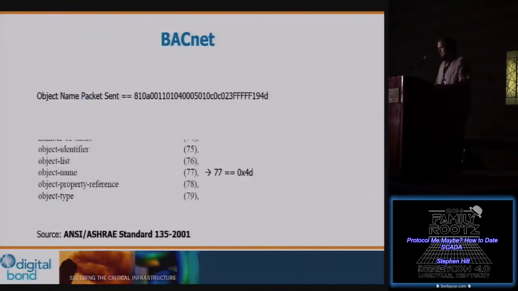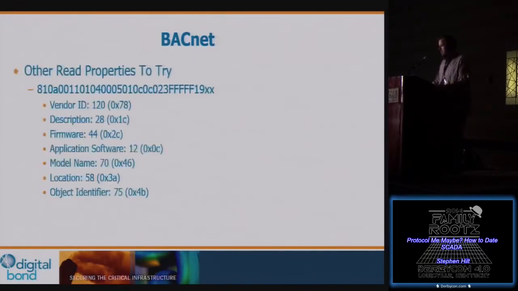So based off of that table, the object name was, according to table 77, which in hex is 4D, that's the string we sent based off of the packet capture from the BACnet browser. And as you can see, the last 2 bytes are 4D. So the next interesting ones we probably want to pull are the vendor ID, which was 120, description, firmware, application software, model name, location, and the most important one is the object identifier in BACnet that actually allows you to talk to it further once you know that information.